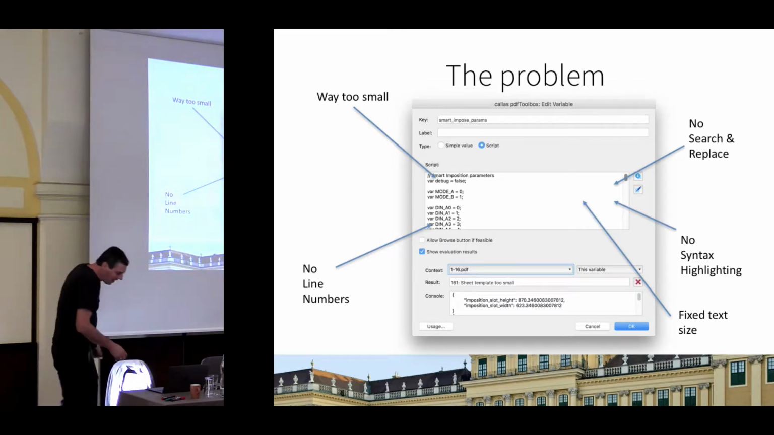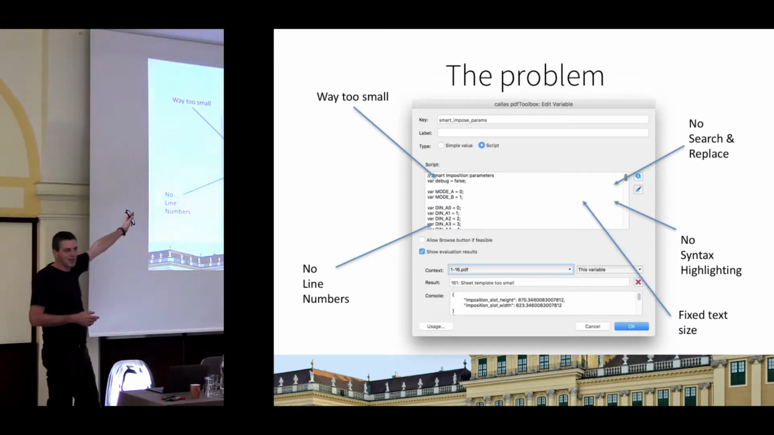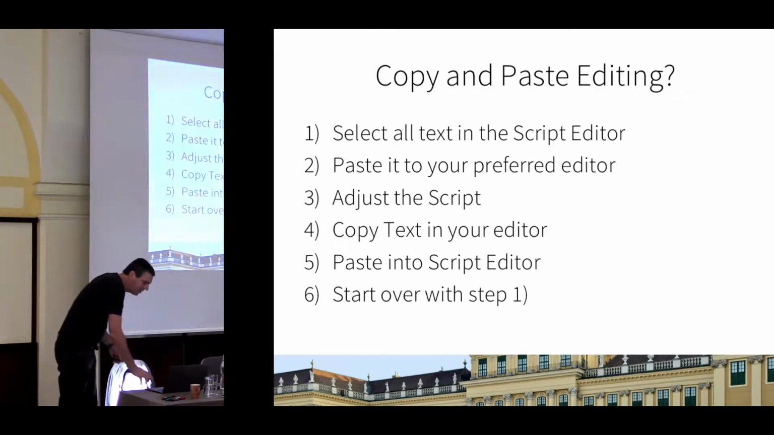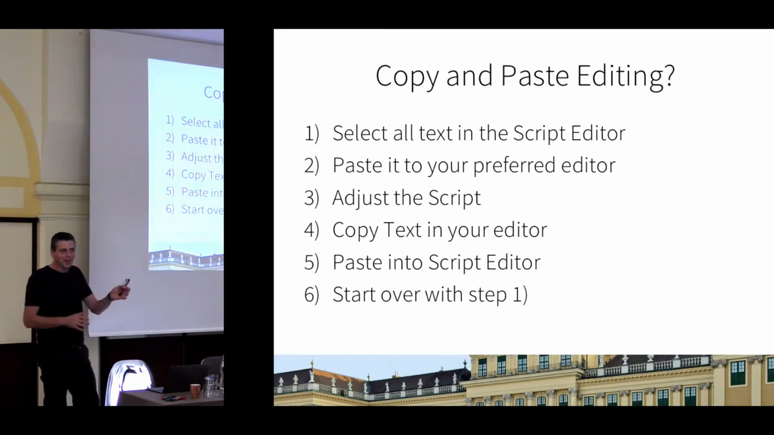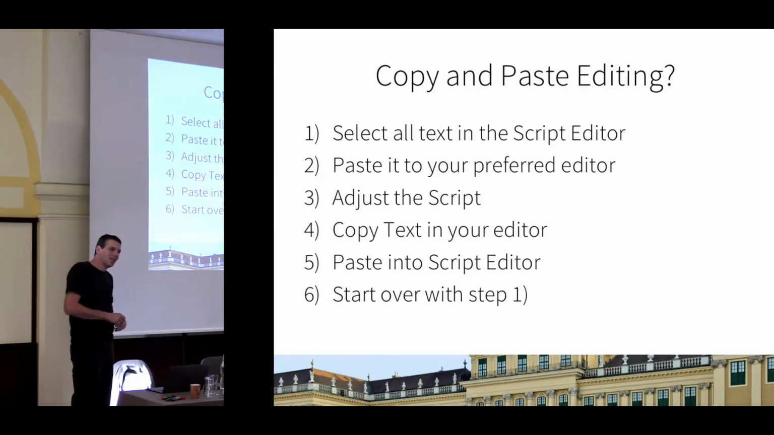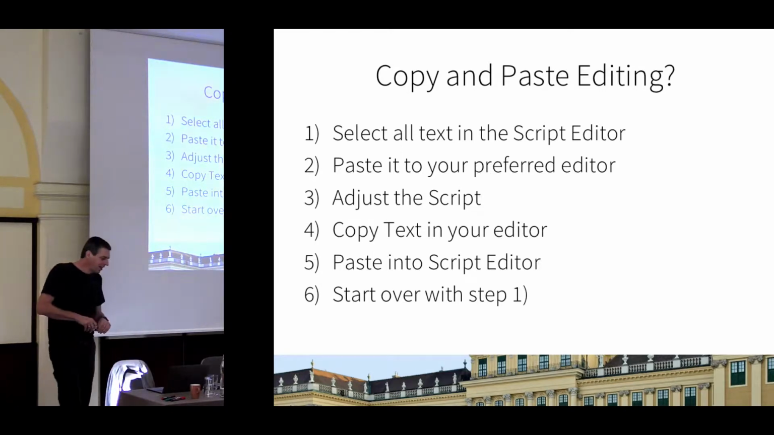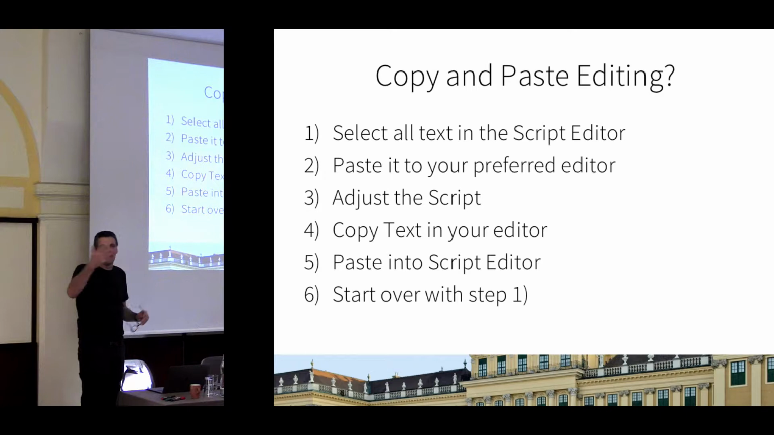So, okay, one solution to use another editor would be to just select all the script text in this little text field, copy it to your preferred editor, do the editing there, write script, have syntax highlighting, for example, if you set it up correctly. Adjust the script, copy the text in your text editor, paste it into the variables dialog, and most probably you still have an error in your script, then you have to start over with step 1 again. So that's not a very nice experience.